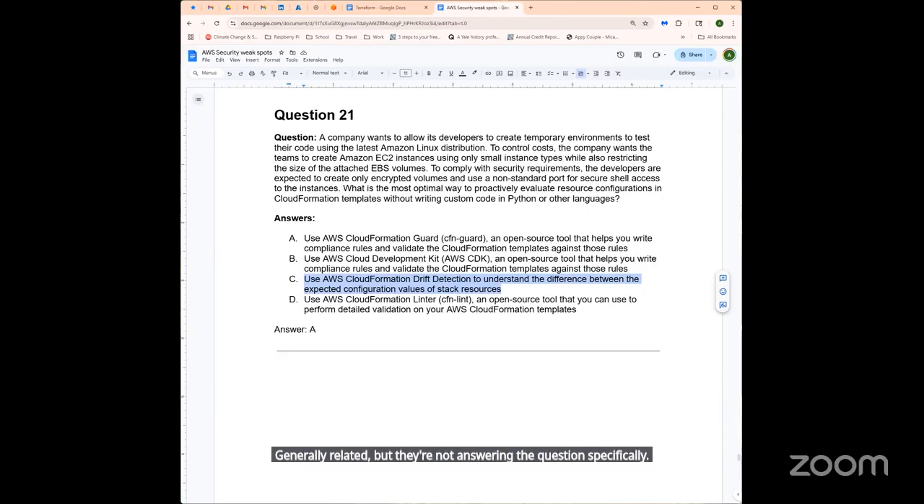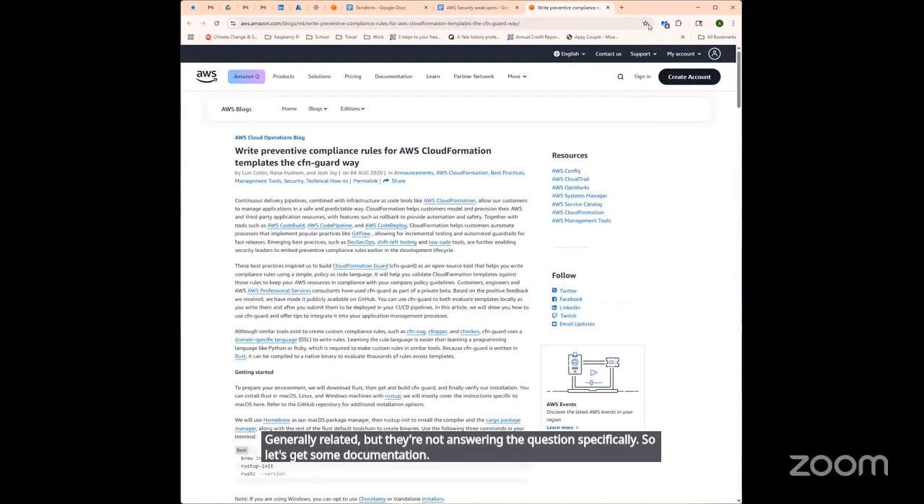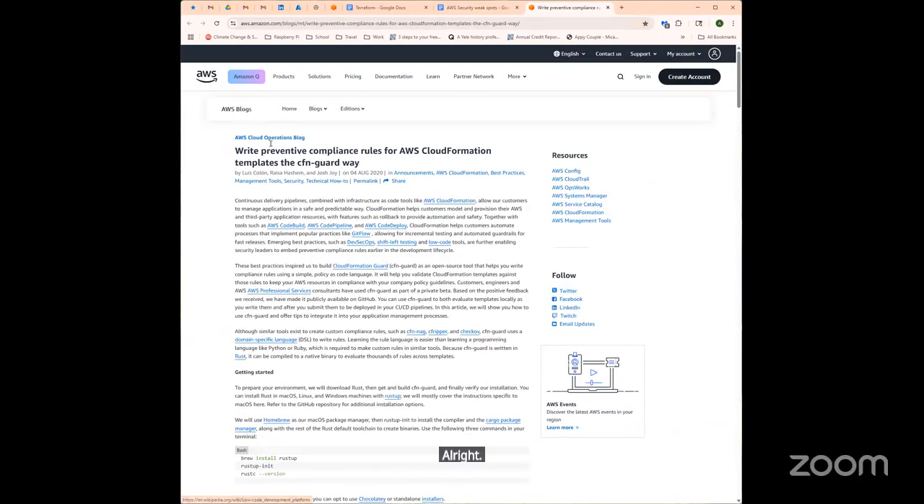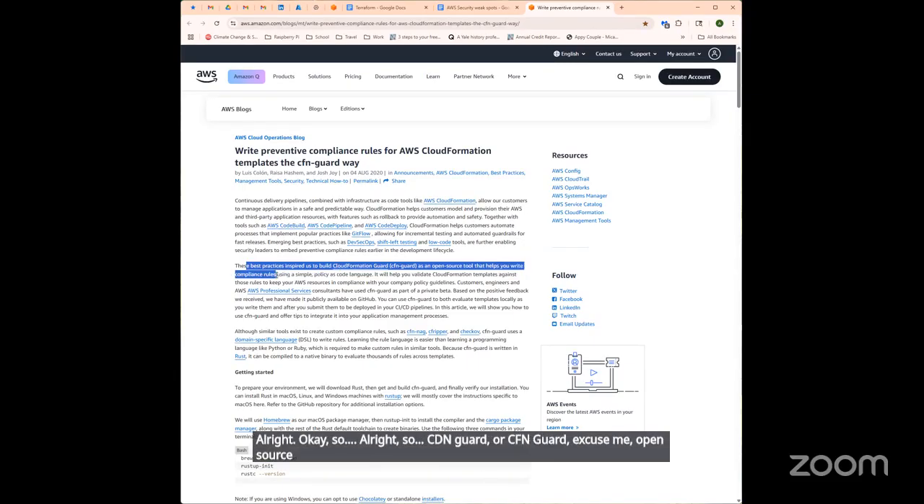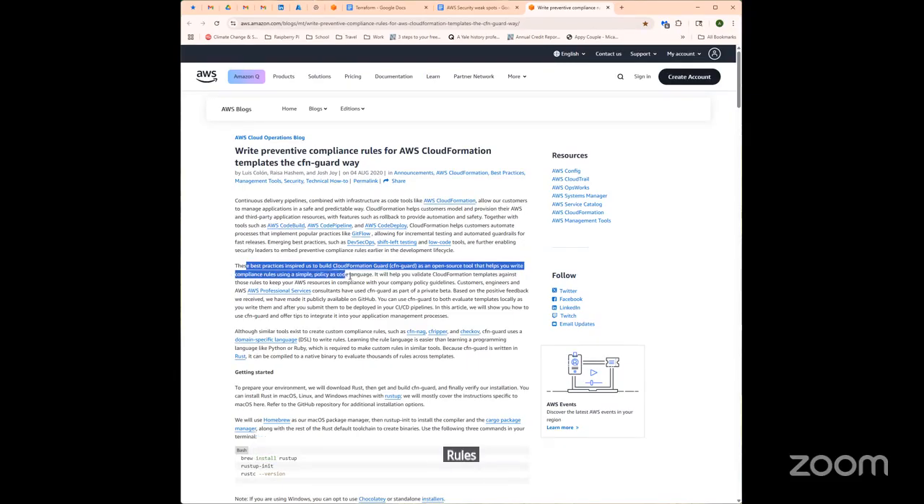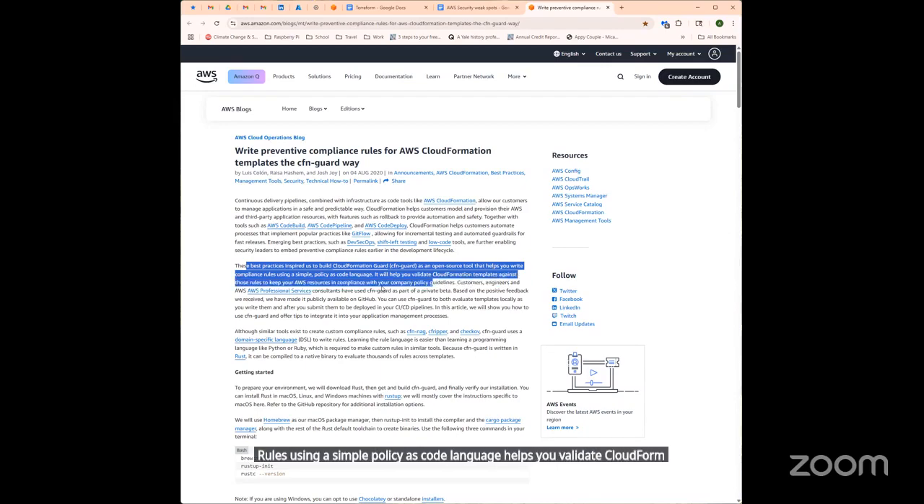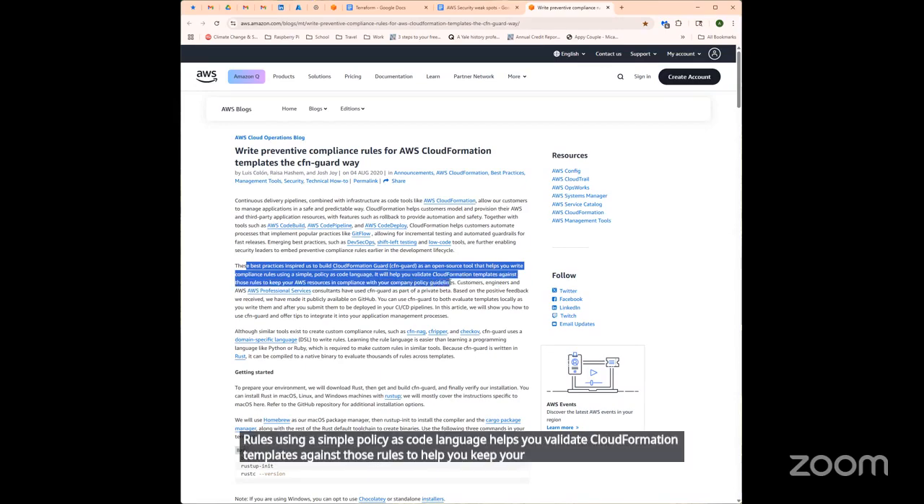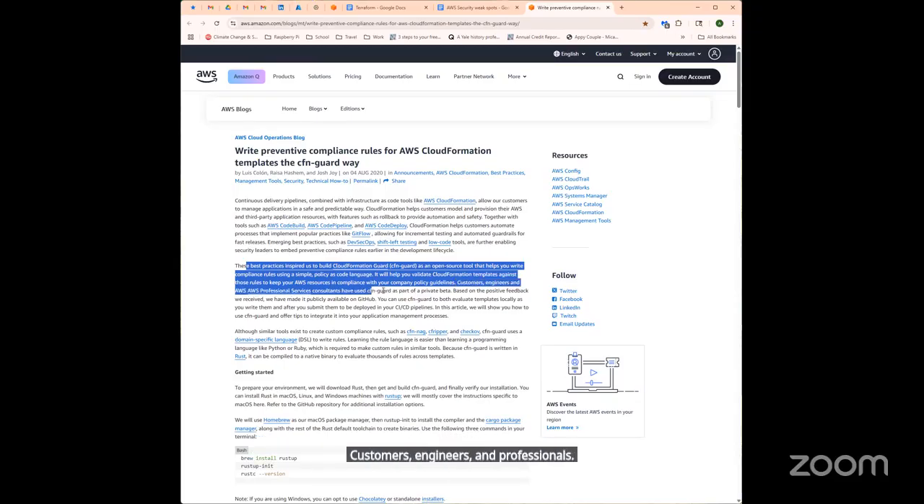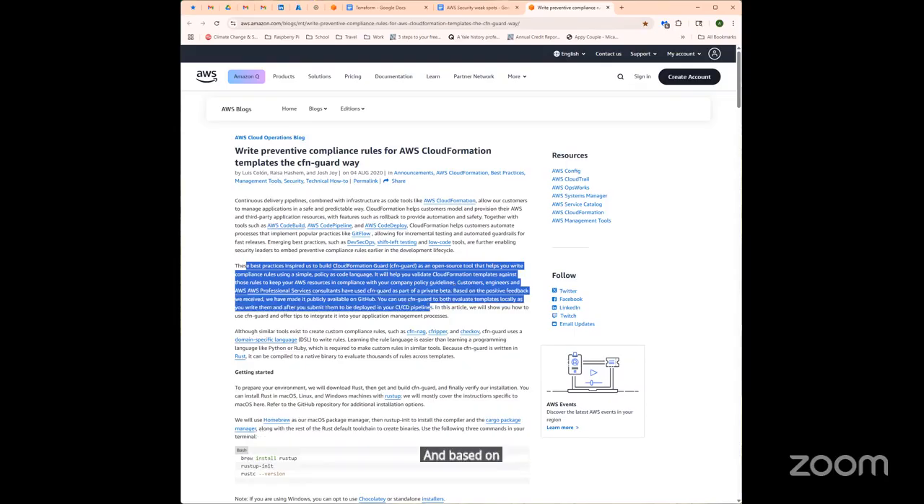So let's get some documentation. All right. Okay. So, all right. So CFN Guard, excuse me, is an open source tool that helps you write compliance rules using a simple policy as code language, helps you validate CloudFormation templates against those rules to help you keep your resources in compliance with your company policy guidelines. Customers, engineers, and consultants used this as part of their private beta. And based on private feedback, it's public on GitHub.